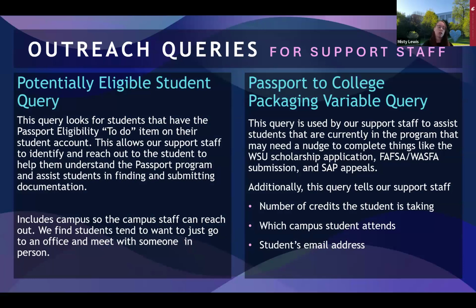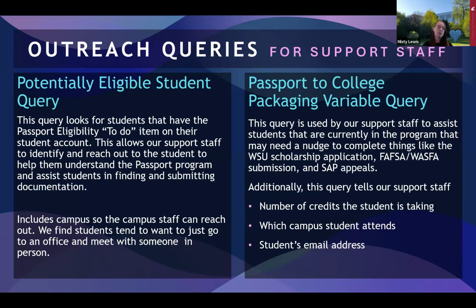SFS has worked really hard with our designated support staff to provide some outreach queries for our support staff, and there's two primary queries. The one is potentially eligible students. So these are those students with that HY to-do list on their account. And this allows our support staff to reach out to students that are identified and maybe help them understand what the Passport program is, or if they need any assistance finding and submitting the documentation that we need to award.